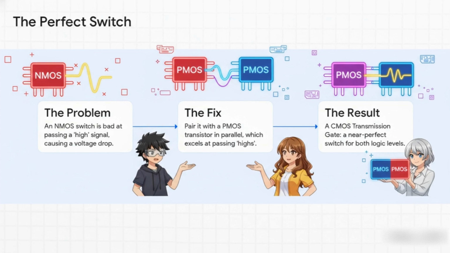So the result, step 3, is when you put them together, you get a CMOS transmission gate. The NMOS handles the lows, the PMOS handles the highs, and together, they create a nearly perfect electronic switch. This is the bedrock for things like multiplexers, where you need to choose one signal out of many.